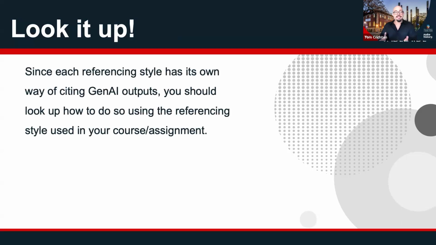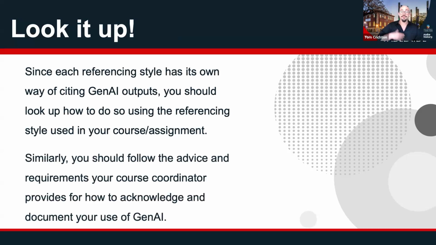APA 7th also recommends going into more detail to acknowledge how you've used AI in your methods section, or providing an appendix, for example, that again lists how you've used AI, what the prompts are, what the output was, etc. And since each referencing style has its own way of citing GenAI outputs, you should really look up how to do so using the referencing style that you are expected to use in your course or assignment. Similarly, you should follow the advice and requirements that your course coordinator, for example, provides for how to acknowledge and document your use of AI before using it.